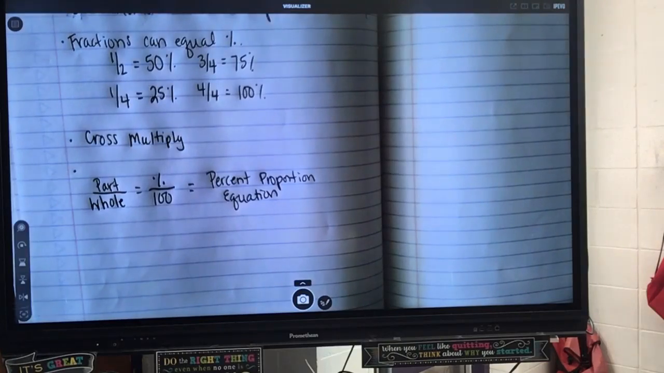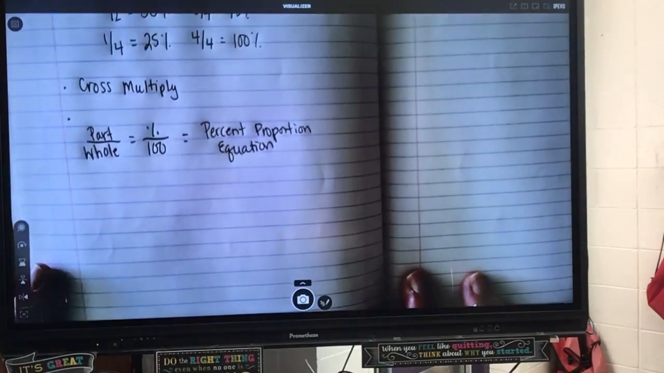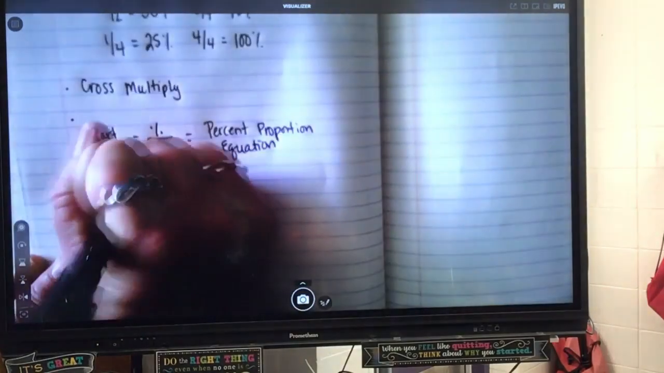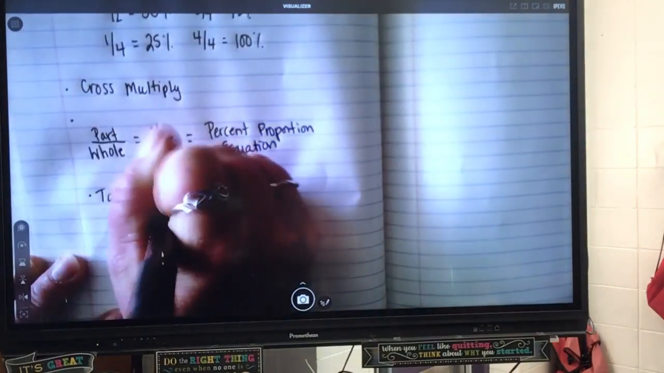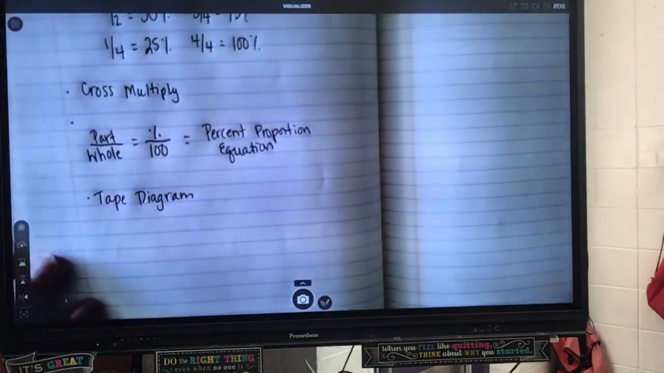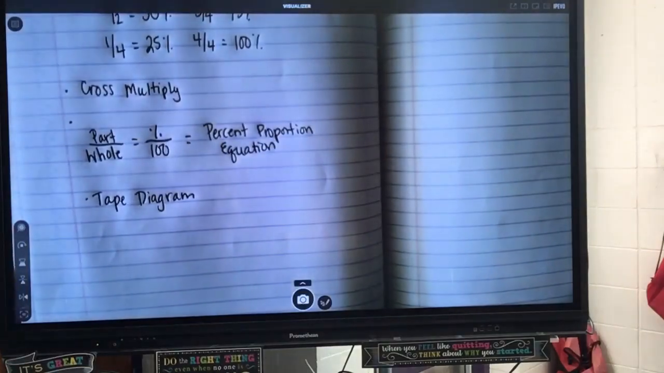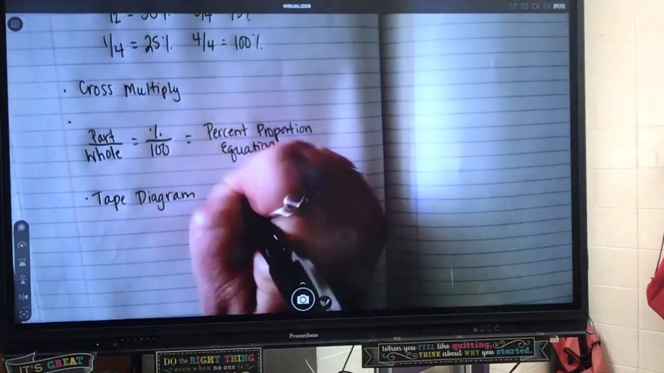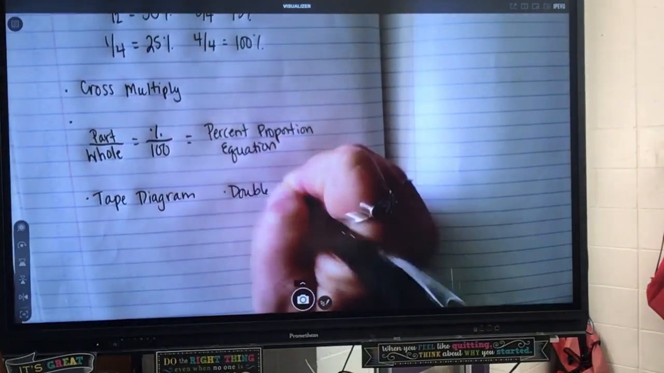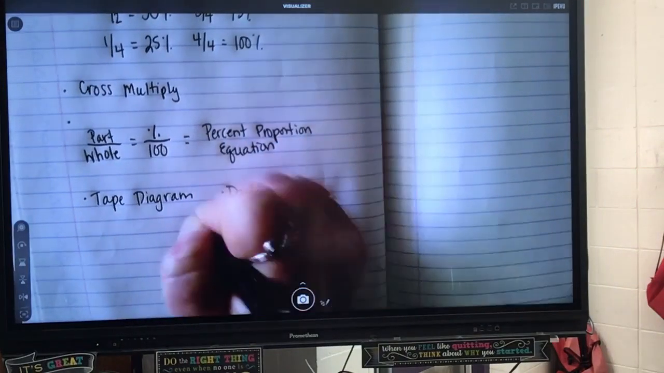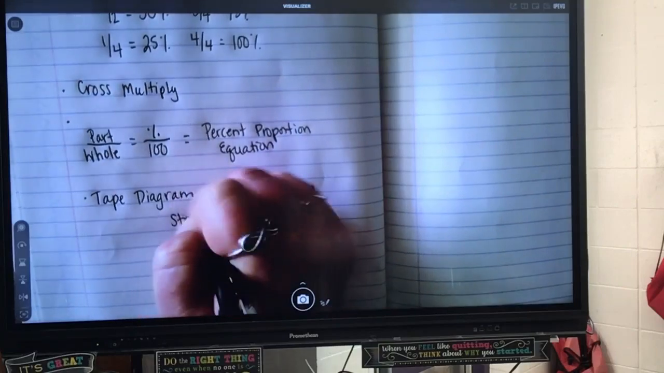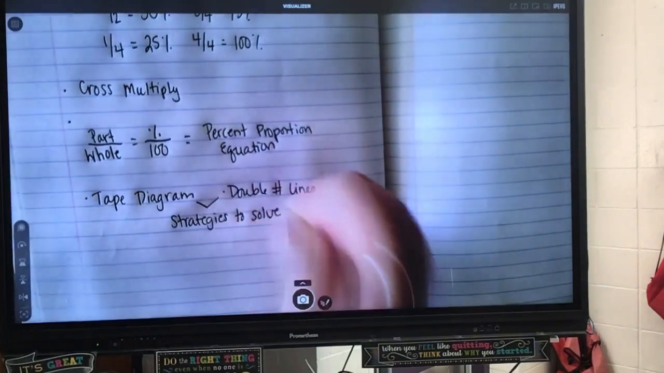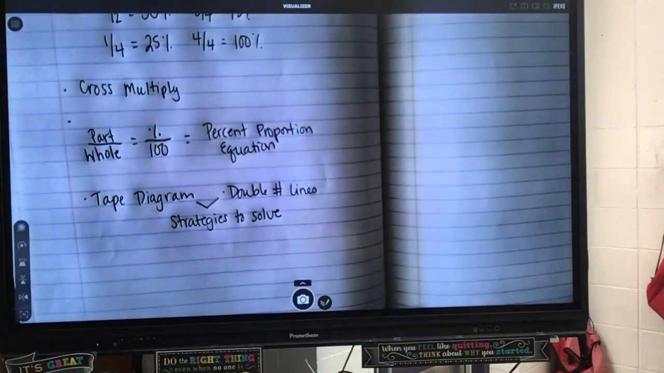Yes, Camden? Tape diagram, okay. And that helps you solve for your percents as well, okay? All right, what else? Go ahead. Double number lines. All right, anything else that we put in there?